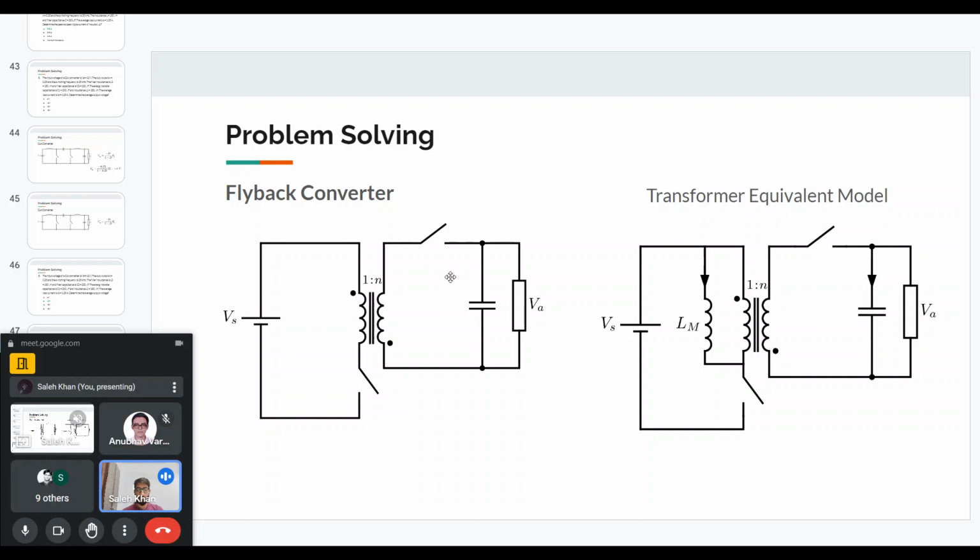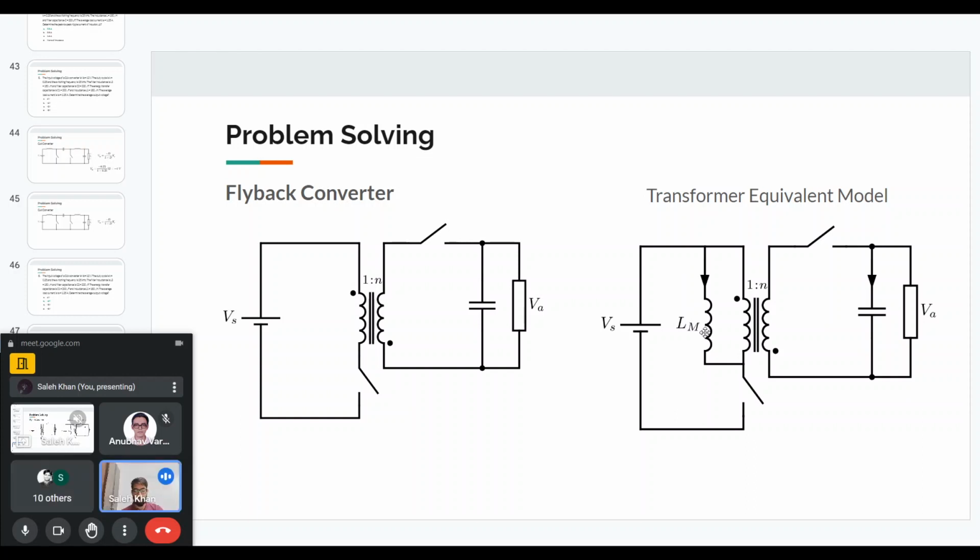The transformer equivalent can be modeled as having a parallel magnetizing inductance, because this inductance will basically determine the rise and the fall of the current. This is how we model and analyze transformer circuits, in this case the flyback circuit. Now the question is asking about the average value of this magnetizing current, which is going through LM.